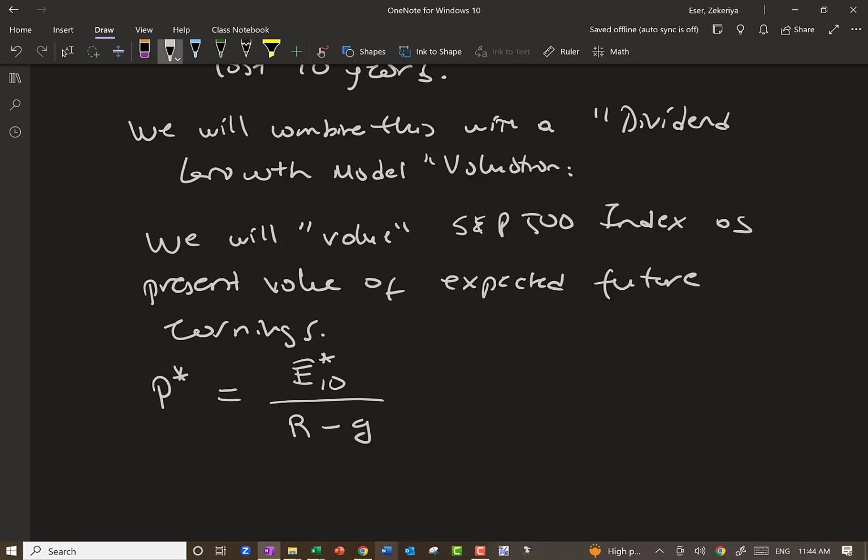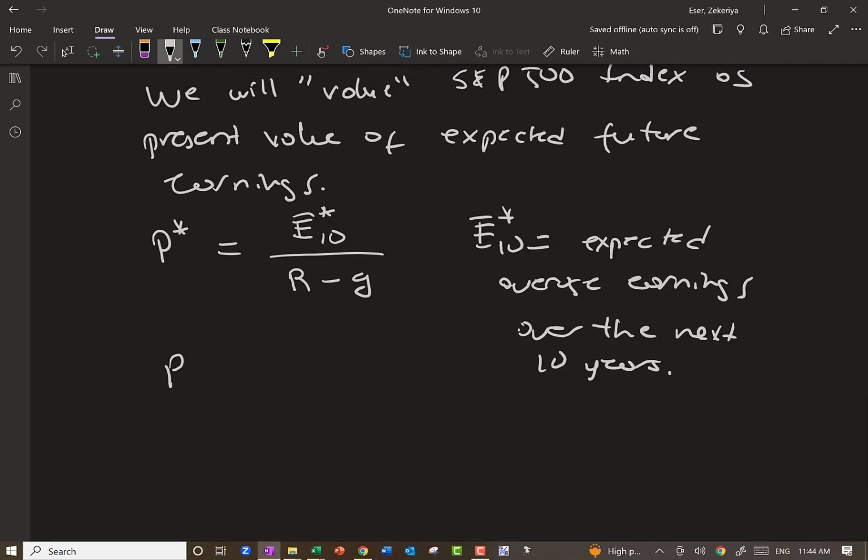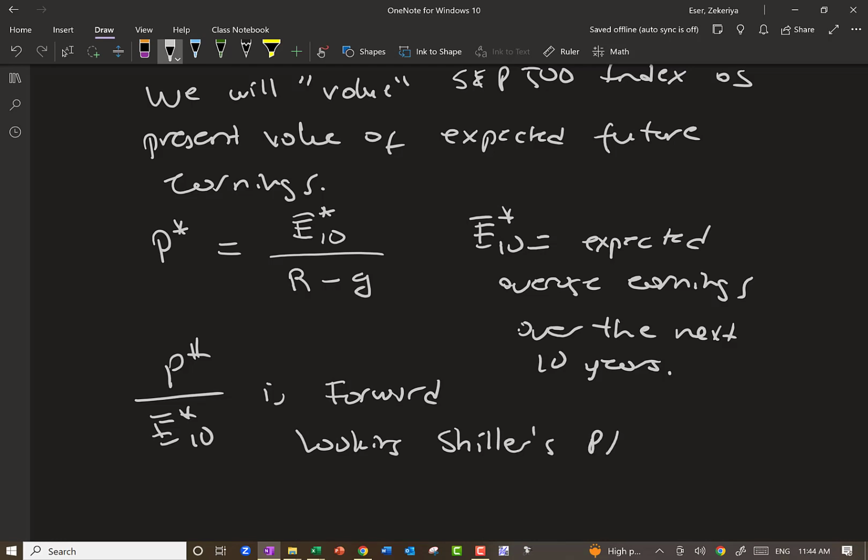divided by discount rate minus growth, where E bar star 10 is the expected average earnings over the next 10 years. It's like a forward Shiller's PE, similar to Shiller's PE. So that means P star over E bar star 10 is a forward-looking Shiller's PE. Okay.